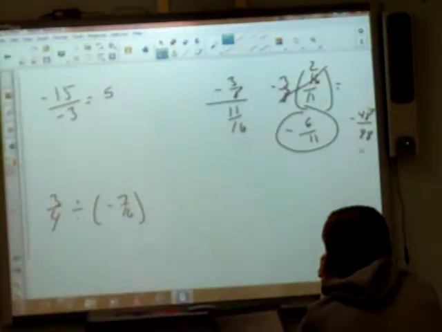So now I'm looking at that and saying, well, I can take an 8 out of both of them. 48 divided by 8 is 6. 88 divided by 8 is 11. So you get the same answer. Okay, so don't panic if you do stuff differently than me.